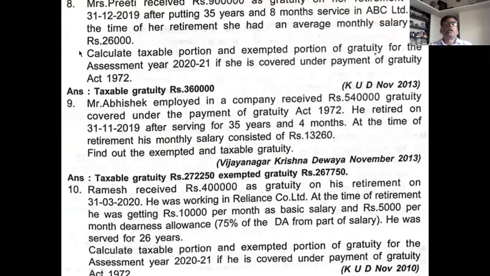Next, example number 8. Example number 8 is also based on Gratuity Act 1972. 9 and 10 are also based on Gratuity Act 1972. You solve these problems. Only point is salary plus DA is to be taken in the third point. Per month salary plus DA is to be taken. And you solve the problem, you will get the answer.